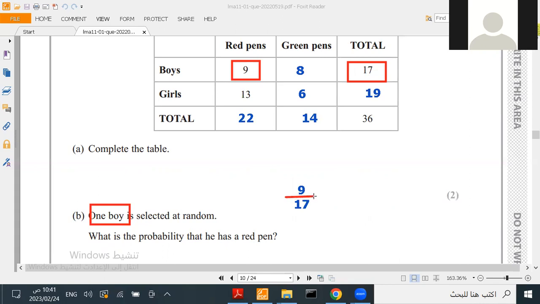So again, why did we pick 17? Because they said one boy. We know it's a boy. So we're going to work on the total of the boys. We no longer work on the girls, nor on the whole total. We work on the total of the boys only, because he said we know it's a boy. Okay. And then how many of them got red pens? We will look at the table, the two-way table. We find the boys with red pens, which is 9, so 9 over 17. And this is how you answer a question like this. Now let's move on to another question.